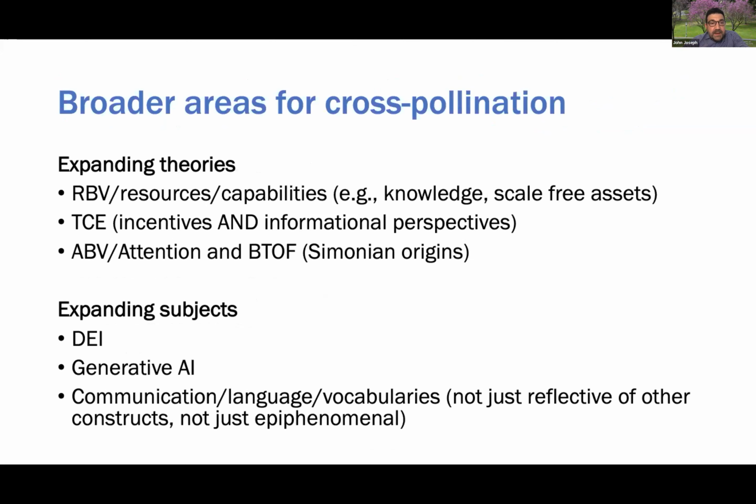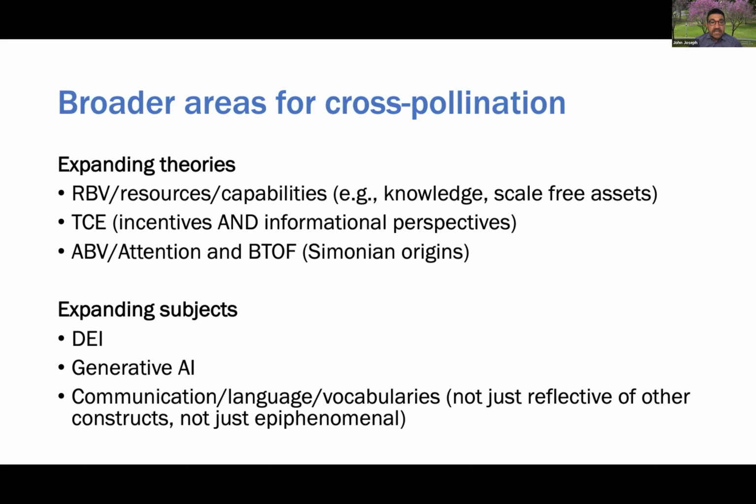Just in terms of expanding theories, I think there's so many. This is just really just a few that came to the top, but obviously RBV, thinking about knowledge and scale-free assets. I think TCE, particularly bringing together incentives and information perspectives in linking organization design to strategy, and then my own work on ABV and BTOF. There's lots of work going on in this space.